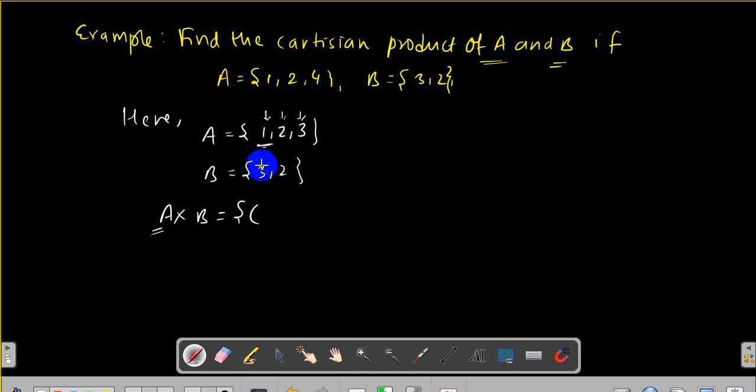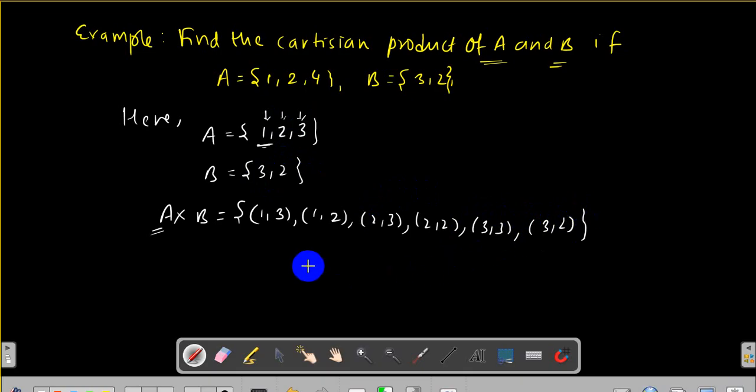Like 1 will pair with 3, it becomes 1, 3. 1 will pair with 2, it forms 1, 2. 2 will pair with 3, it forms 2, 3. 2 will pair with 2, it becomes 2, 2. 3 will pair with 3, it becomes 3, 3. 3 will pair with 2 and forms 3, 2. These are the possible order pairs that can be made from A to B. This is the Cartesian product of A and B.